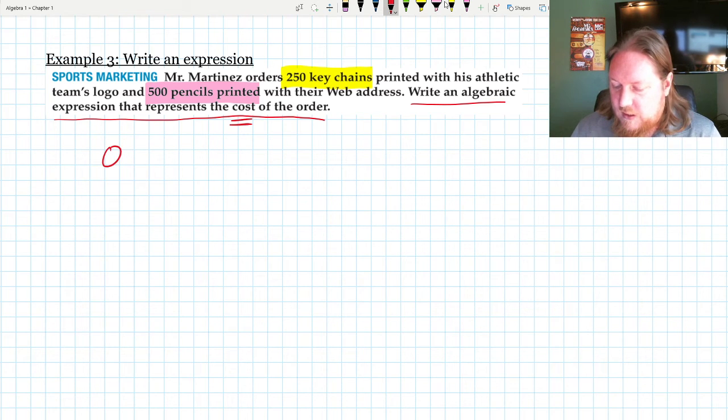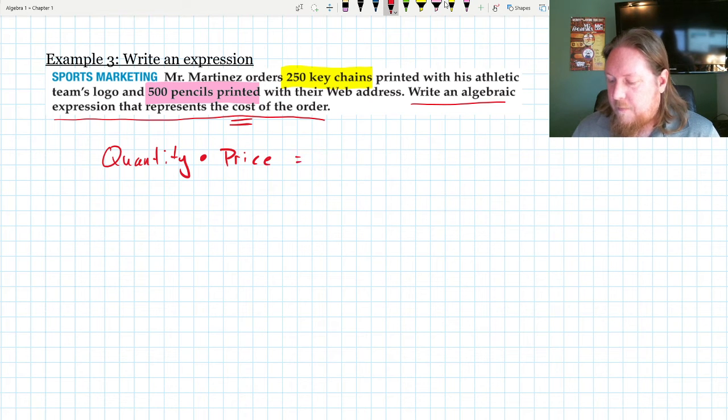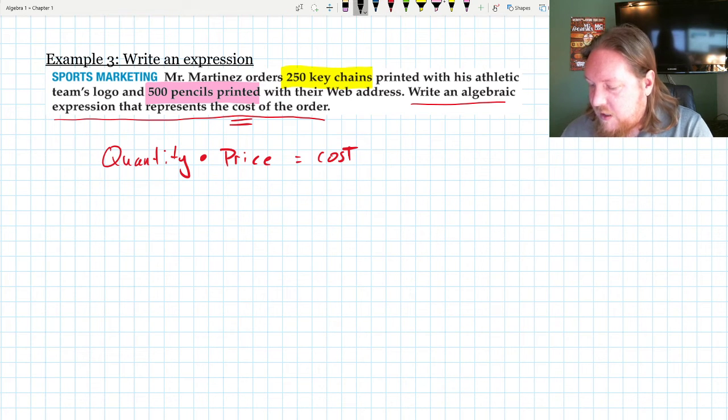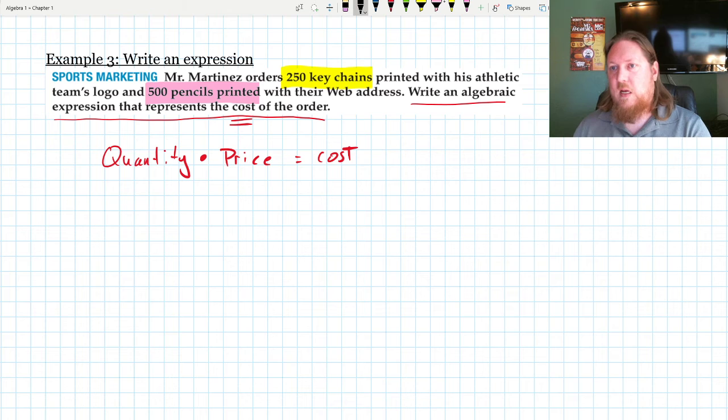And that is the key to knowing what the cost of an order is. The quantity times the price. Now, one thing here is I didn't see any prices at all in any of this stuff. I don't know how much money he's actually going to be spending. But that's where variables come in. That's a number I don't know, but I know it's supposed to be there. So I'm just going to call them some sort of variable.